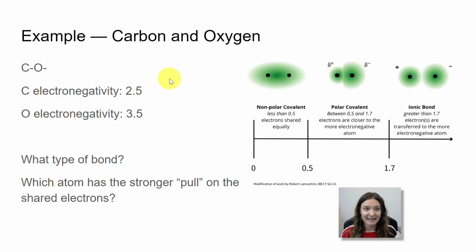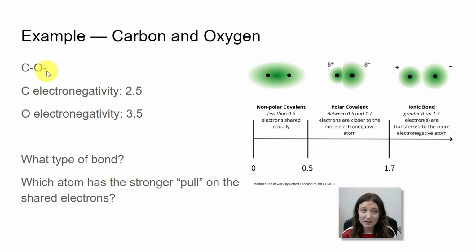So let's say we have carbon bonded to oxygen. What type of bond will occur? Here's the electronegativity of carbon. Here's the electronegativity of oxygen. So if we take the larger electronegativity, 3.5, subtract the lower electronegativity, 2.5, 3.5 minus 2.5 gives us 1, yeah? So that means we will see a polar covalent bond.